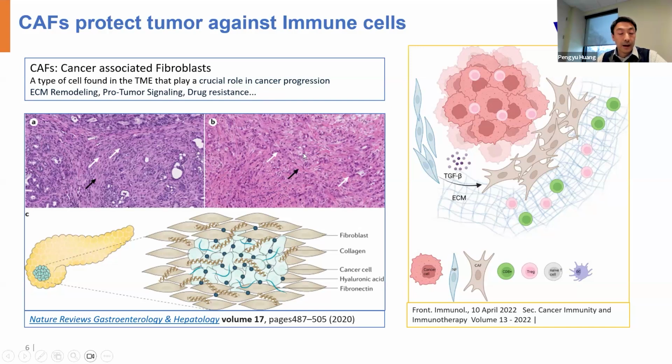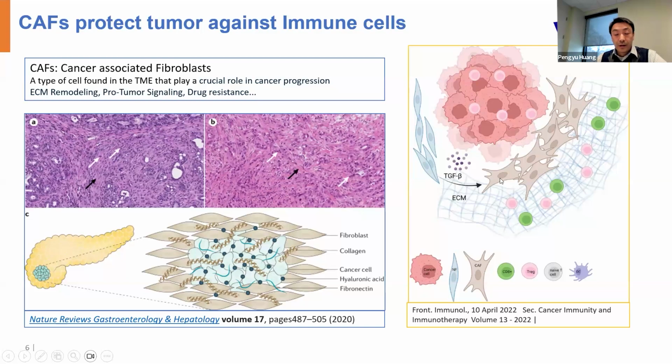Here is the H&E picture. You can see the white-yellow arrowheads pointing to the tumor cells. The dark yellow arrowheads point to the fibroblasts. CAFs are spindle-like. The bottom is a cartoon. This shows the CAFs and the tumor forming a complex. This is from pancreatic cancer. You can also see some ECM here.